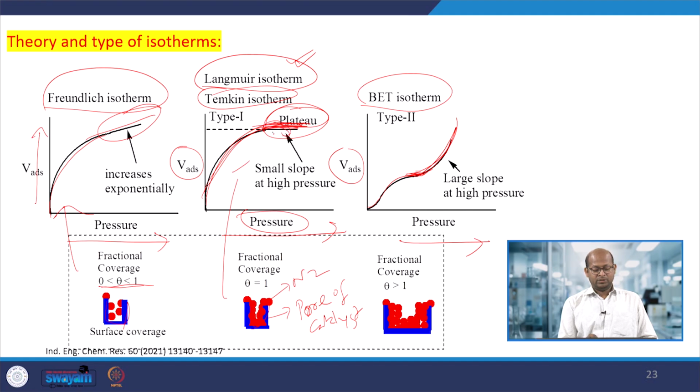So up to this plateau, monolayer formation is there. In the case of the BET isotherms, up to this is monolayer formation, and after that, if we increase the pressure, theta is greater than 1. See here, theta equals 1, and here theta is greater than 1. So multilayer formation, other layers, are formed.